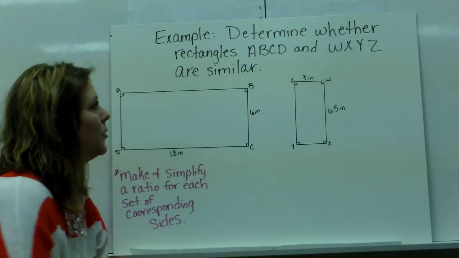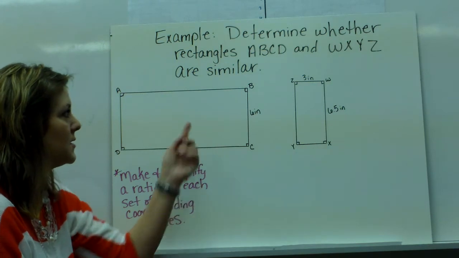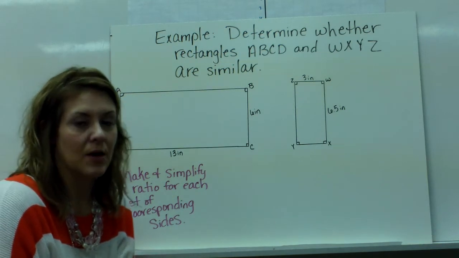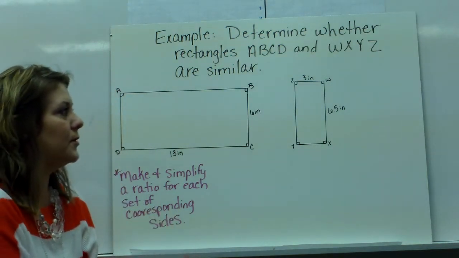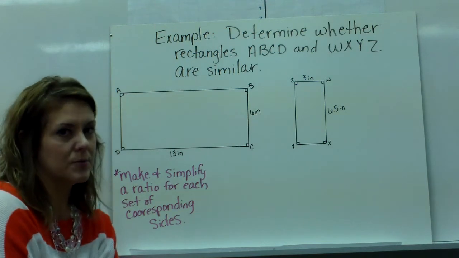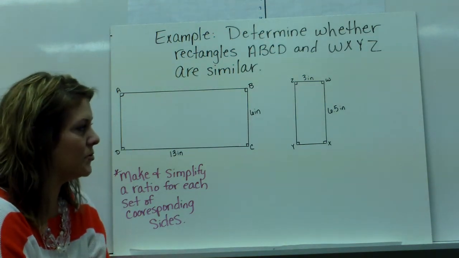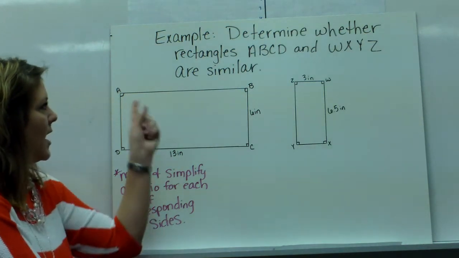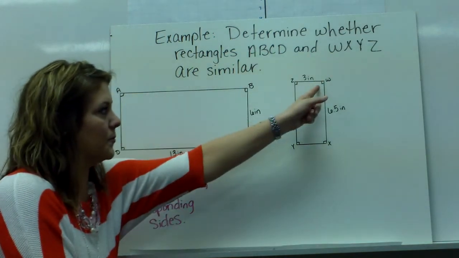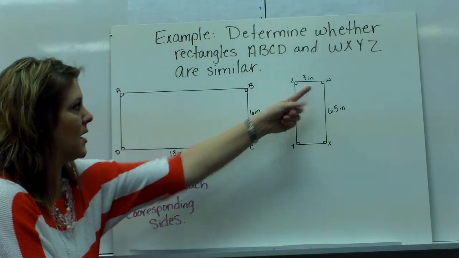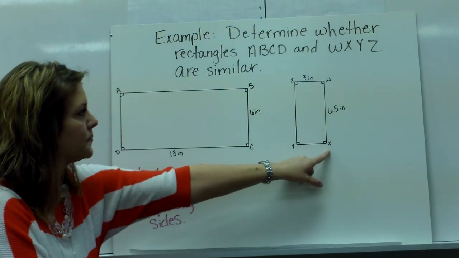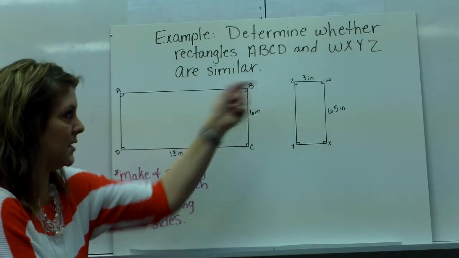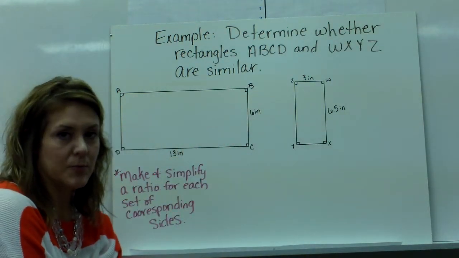So let's look at an example where we're going to determine whether two rectangles, in this case rectangle ABCD and rectangle WXYZ, are similar. Right off the bat, we notice that the corresponding angles are going to be congruent, because it's a rectangle, all the angles are 90 degrees. So again, looking at those corresponding parts, A is going to correspond with W, and if you notice, they're both 90 degrees. B will correspond with X, C will correspond with Y, and then D will correspond with Z. So those are all congruent corresponding angles.